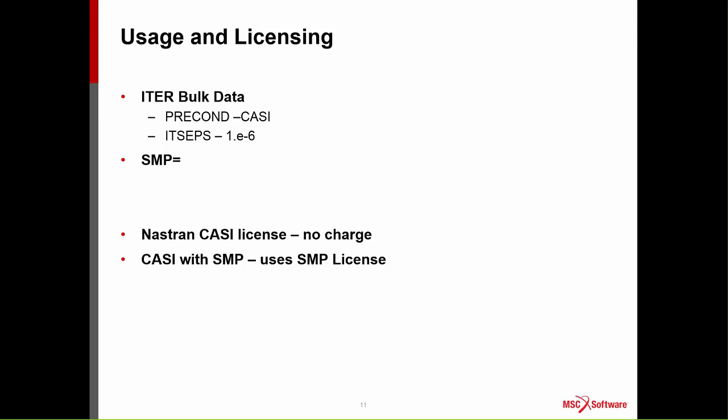From a licensing perspective, there are no changes to the CASI license when you're running in serial mode. But in the 2014.1 version of MSC Nastran, you will need an additional feature line in your license file. There is an interim license file on the software download site that can be used to pick up this license. If you want to use the iterative solver with SMP parallelization, then when you say SMP equals something on your command line, it will utilize the SMP licensing feature.